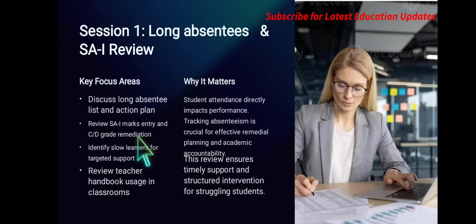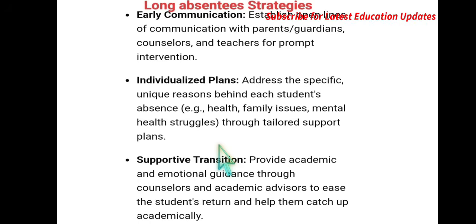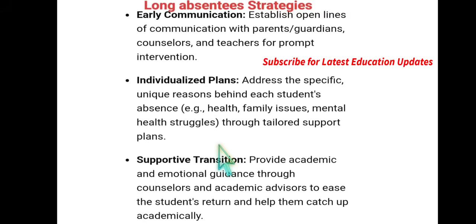So let us identify the slow learners. Based on SA1 performance, we can identify C and D grades, who are nothing but slow learners, for remedial instruction. All these things can be discussed in session 1. So here are a few bullet points which you can briefly cover. Early communication to the parents and guardians for prompt intervention.